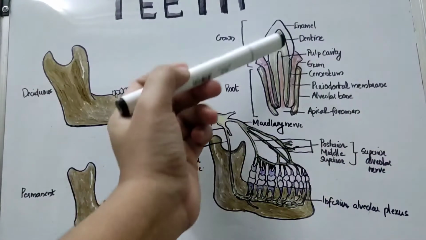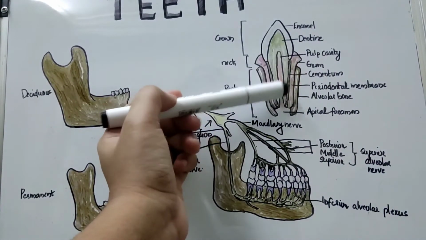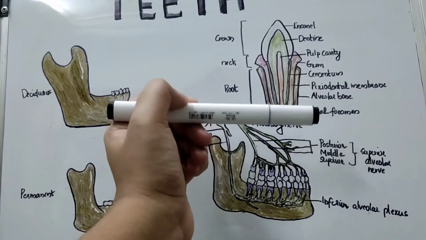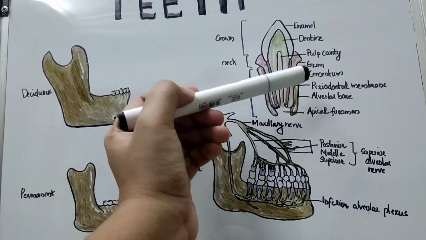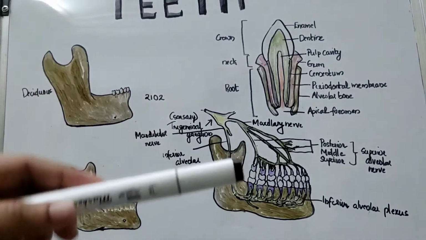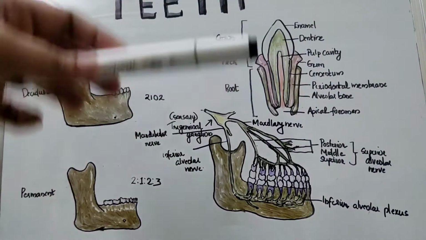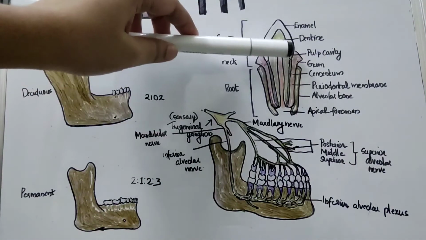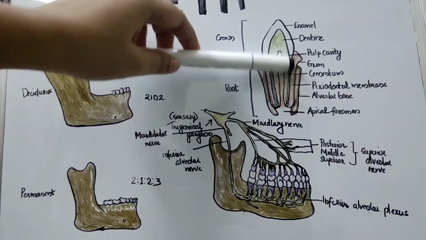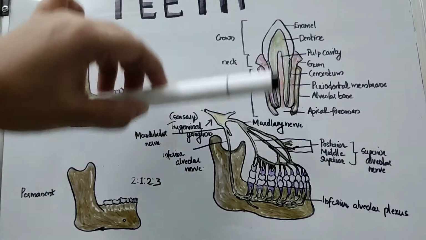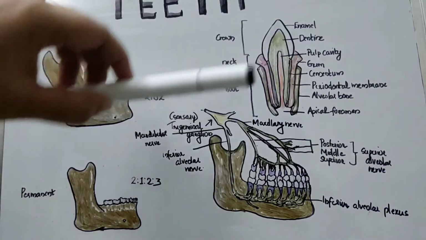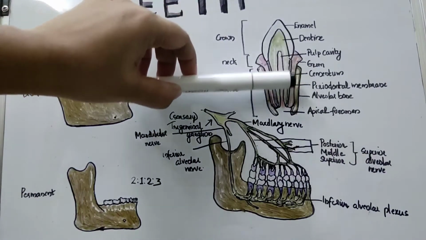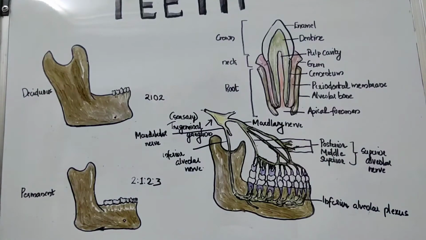So the embedded part of the dentine is surrounded by the cementum. So cementum is one of the hardest materials, and it also does not have any blood supply or nerve supply. At the region of the neck, sometimes the enamel is overlapped by the cementum, in some cases it is not overlapped, and in some cases there is a gap between enamel and cementum.